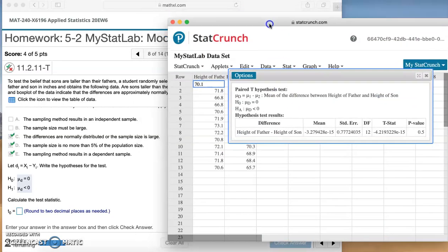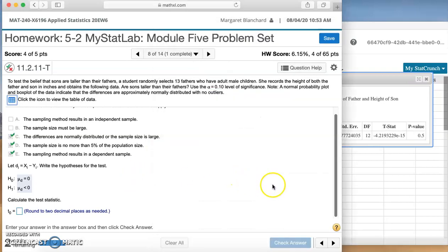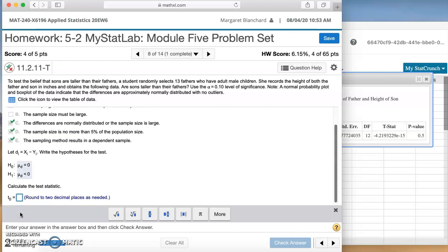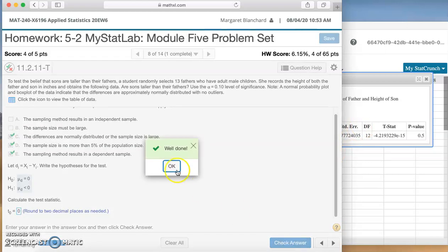There we have our really interesting number. I know you guys are going to see this t-stat and think, what the heck? That's basically 0 when it looks like that. I know it looks very odd. So we're going to go ahead and type in 0. See, it says e to the negative 15th. That's a really small number. I can't believe it actually came up with anything. Let's go ahead and check our answer. Well done.